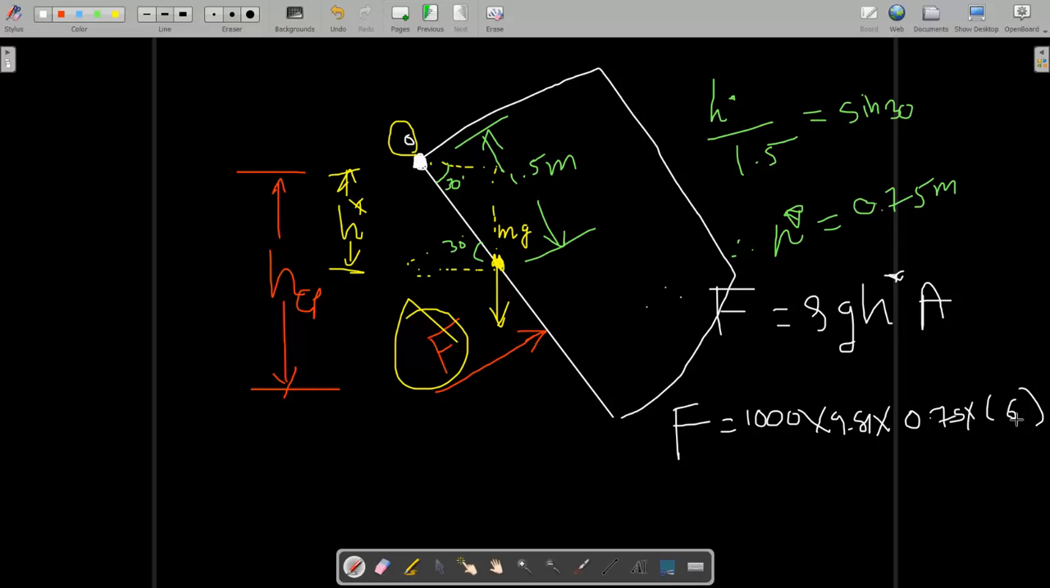Okay, so when you solve this in your calculator, you will find 44145 Newton, or you can say 44.14 kilonewton. Okay, so this is the force we found. And H. Now what is the depth of centroid?